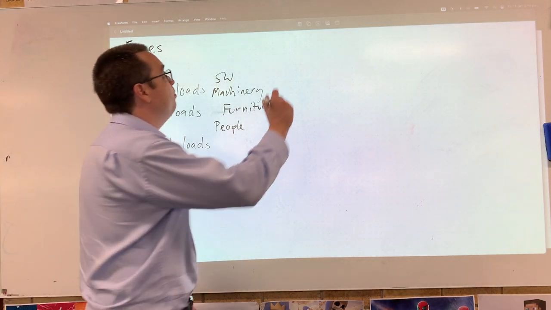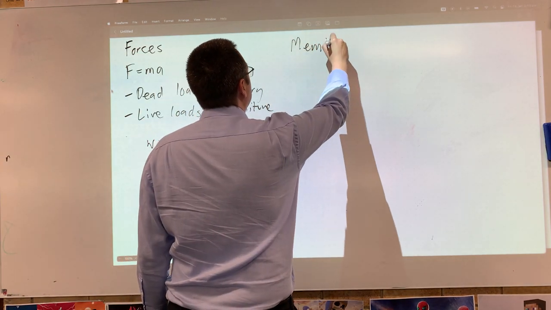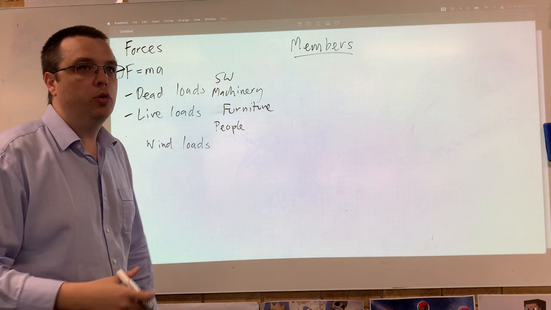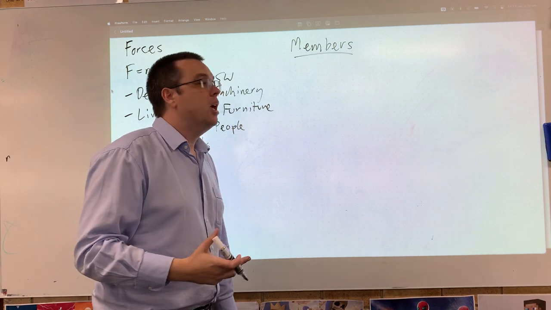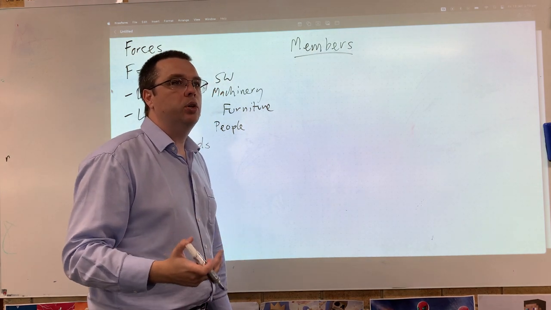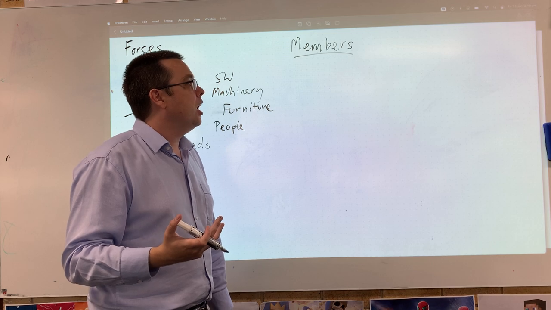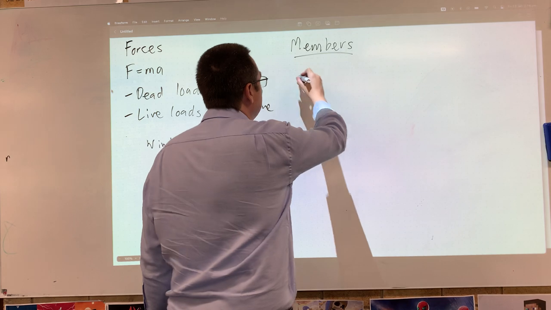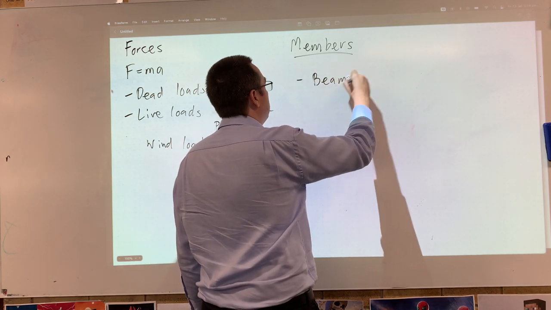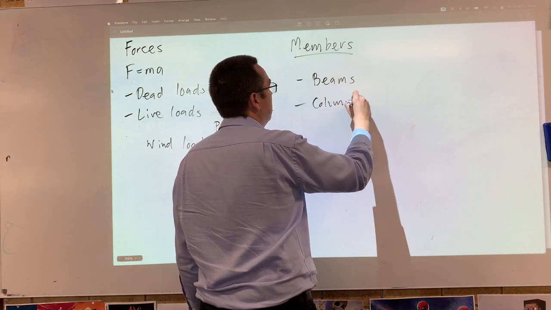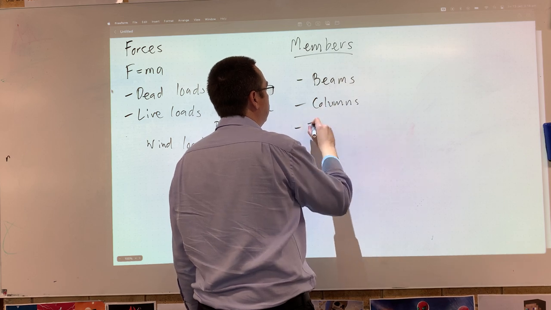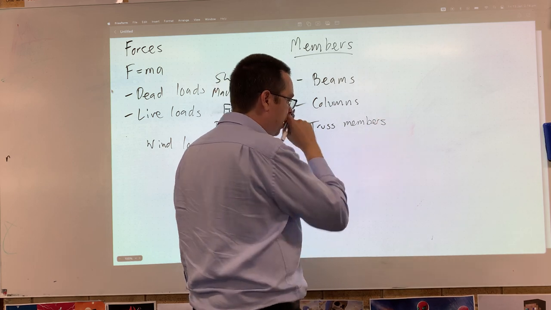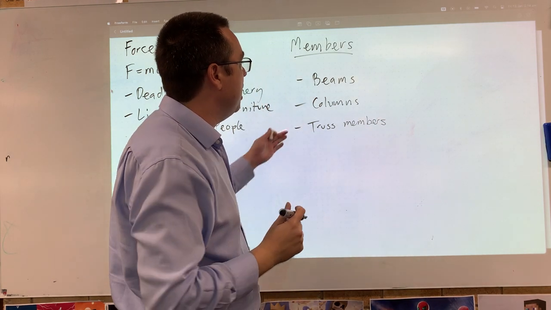The next concept is we have members. Now, members have lots of different meanings. But in this case, we could say members of a club, the people who make up a club, is what we usually think of. But when we talk about an engineering case, a structural member is probably the more likely term, and can include things like beams, columns, and truss members. The truss members are the parts that make up a truss.